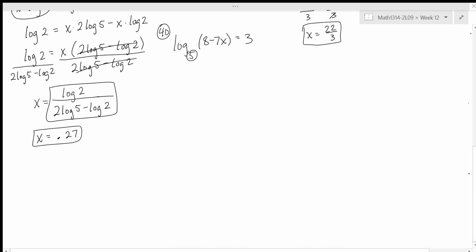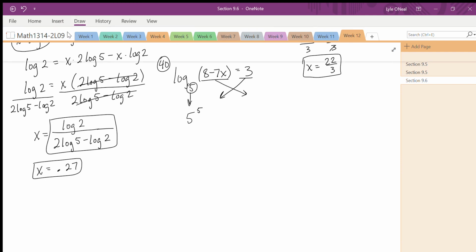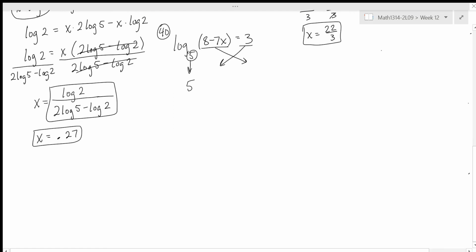So we're going to bring the base down, switch the other two around. Why did I write a 5? 5 to the third equals 8 minus 7x. Everybody see how that works? Bring the base down, switch the other two around. That converts logarithm to exponential. And then what is 5 to the third power? 125.